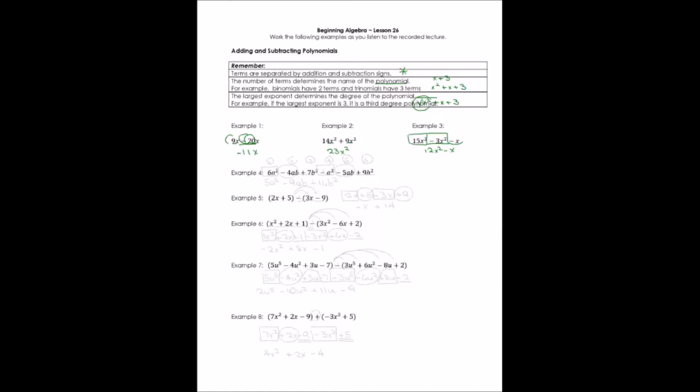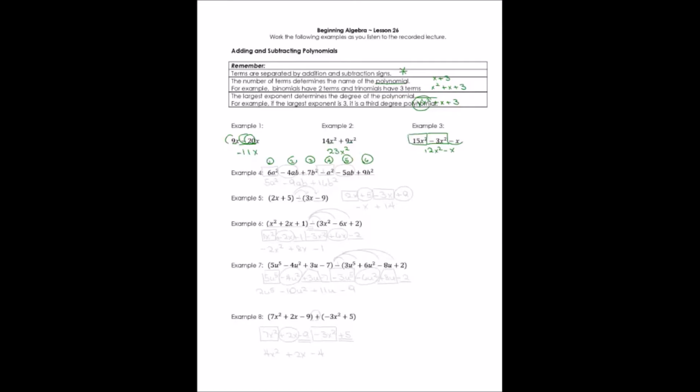Number 4. Well, first let's take a look and see how many terms we count in number 4. Here's 1, 6a squared. Here's 2, negative 4ab. Number 3 is a positive 7b squared. 4 would be just a squared. 5, or negative a squared. 5 is going to be negative 5ab, and 6 is going to be a 9b squared. So really it looks like I've got 6 terms to consider.